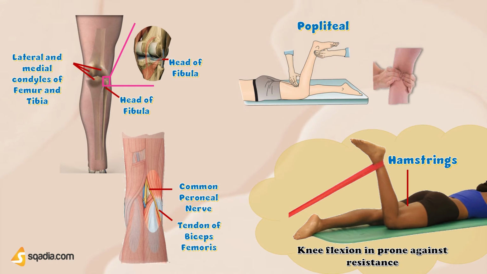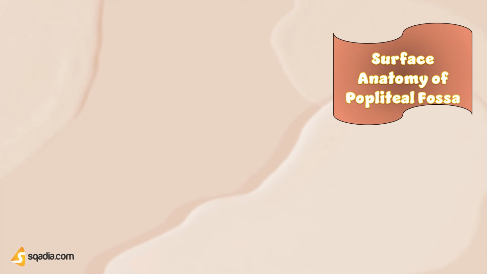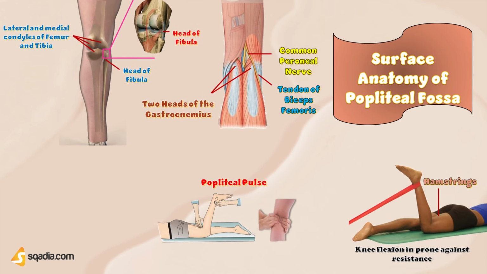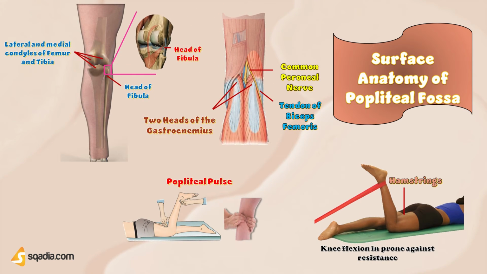Pulsations of the popliteal artery can be felt in the middle of the popliteal fossa by applying deep pressure. The popliteal artery is fixed to the capsule of the knee joint by a fibrous band present just above the femoral condyles. So that is all about the surface anatomy of the popliteal fossa. We will talk about the boundaries of the fossa next.